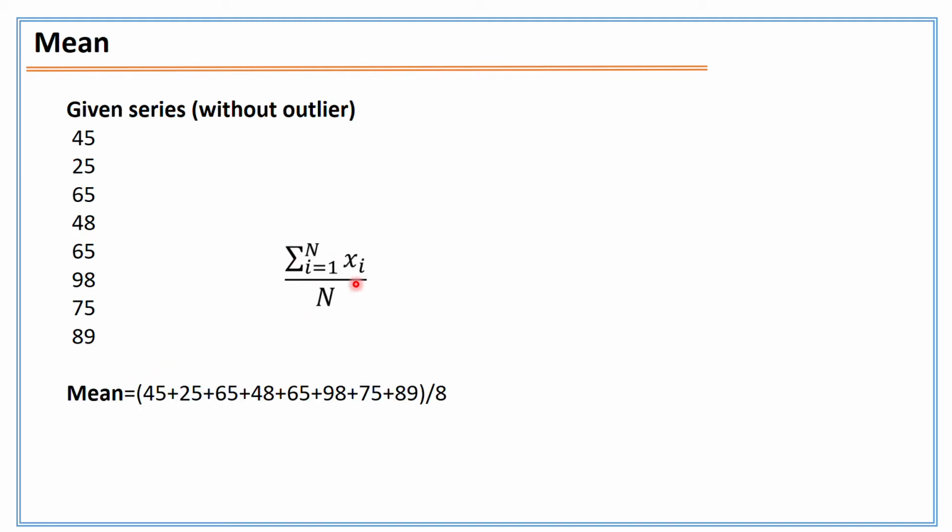There is one given series: 45, 25, 65, 48, 65, 98, 75 and 89. We will apply our formula. We sum up all the values, 45, 25 up to 89, divided by 8, and the mean works out to be 63.75. Now we will see one example in which there is one outlier in the series.